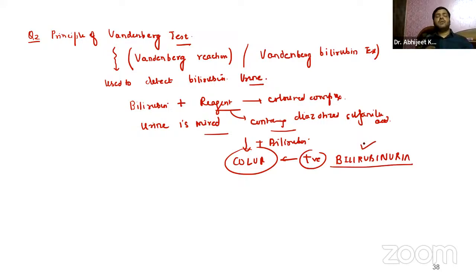So remember that over here, the principle is based on bilirubin reacting with a reagent containing diazotized sulfanilic acid. The urine is mixed with that, and obviously a color will be produced that indicates a positive reaction for bilirubinuria, right?